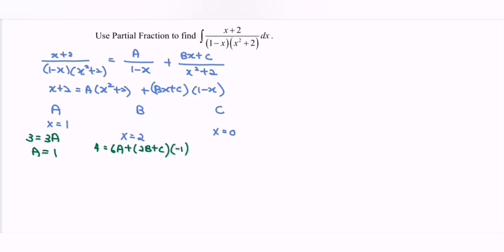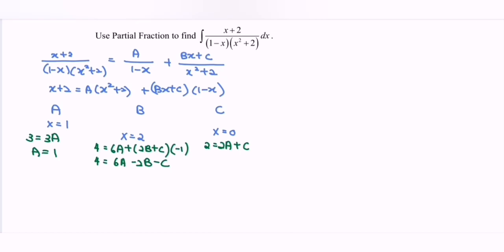Kindly rewrite and simplify: 4 is equal to 6A - 2B - C. Next, move on with x equal to 0. We have 2 equals 2A, and B disappears because of 0, plus C multiplied by (1 - 0), which is 1. So 2 equals 2A + C.